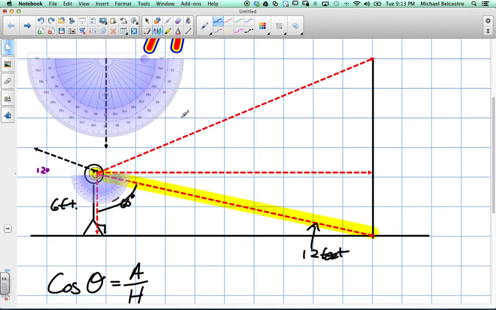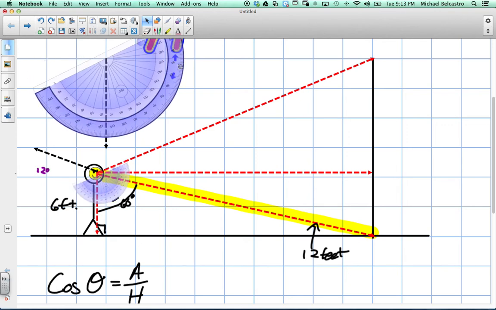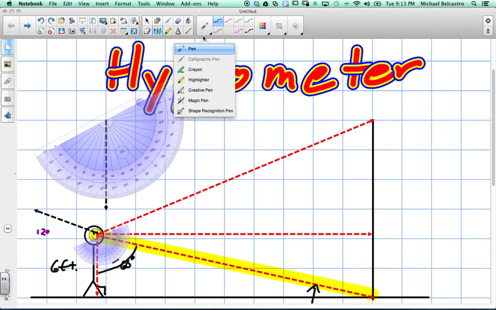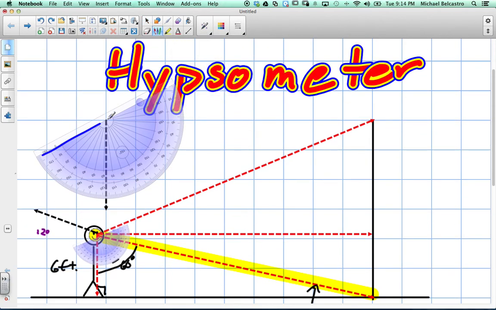Now the next thing we're going to do is measure the angle of elevation with our hypsometer. So we would turn our protractor upwards, turn it upwards there with our line, and that's essentially the idea of doing this. And our new angle creates this. We're looking at an angle on something like this, so this is where we're measuring across.